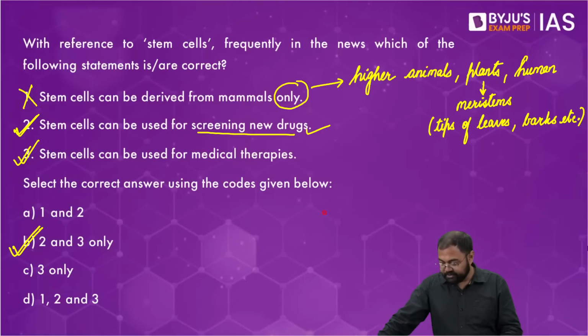Are stem cells continuously developing in the body? Yes, every second lakhs of stem cells are developing in the body.